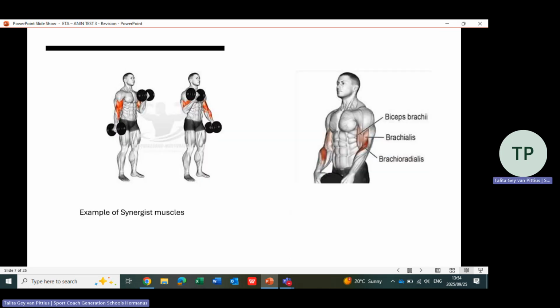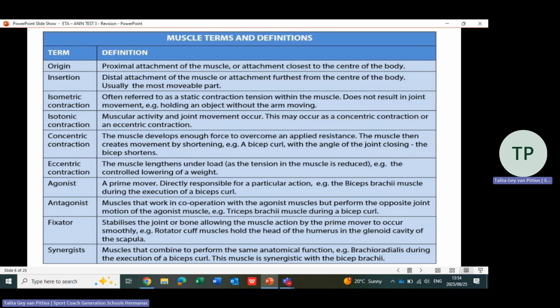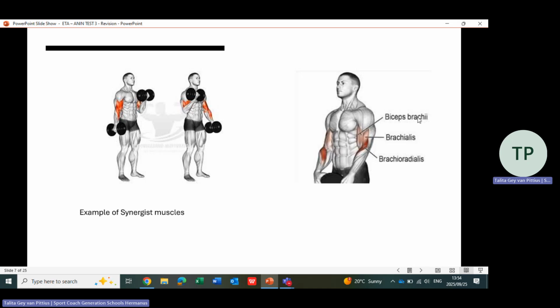All right, so for instance, when we talk about a synergist muscle, it is muscles that combine to perform the same anatomical function. So these muscles, the biceps brachii, brachialis and brachioradialis, all perform elbow flexion. Our prime mover is the biceps brachii and brachioradialis is your synergist muscle. So they are assisting the biceps brachii by doing the same anatomical movement, but just supporting and making the movement more controlled and flowy. Yeah? So that is an example of a synergist muscle. So you need to know the difference between it.